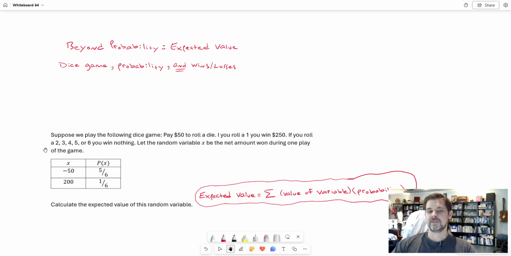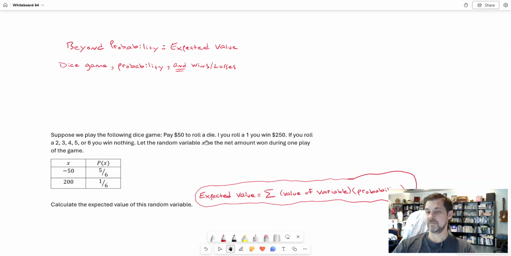But what if we have a scenario like this where we have a game where depending on how the roll works out, we could win or lose. So not only is there a probability of rolling any given number, but there's a win or a loss associated with the roll. So I have here both wins and losses and probability all happening in the same scenario. Now the way I'll show that to you is by getting you to imagine a dice game.